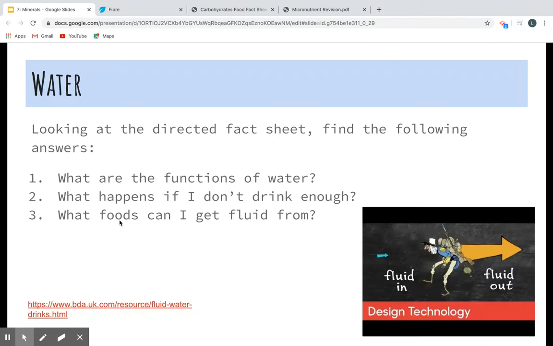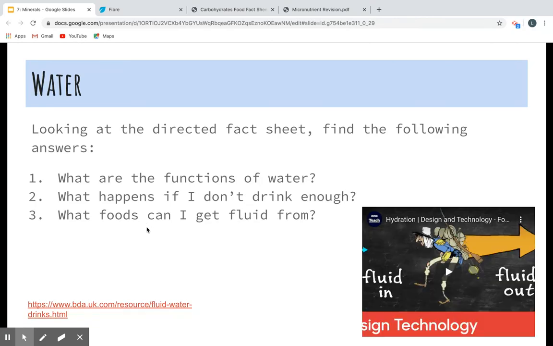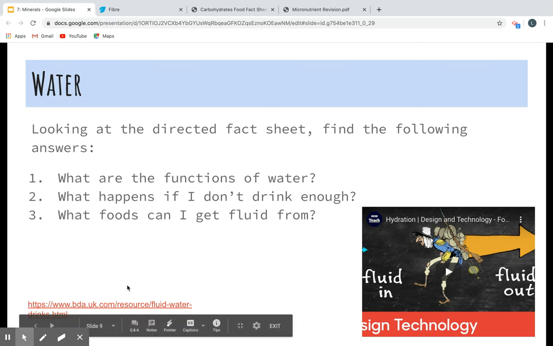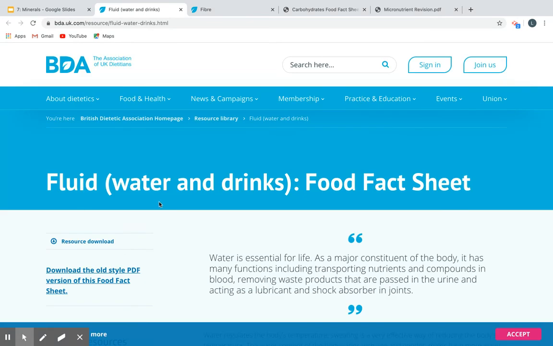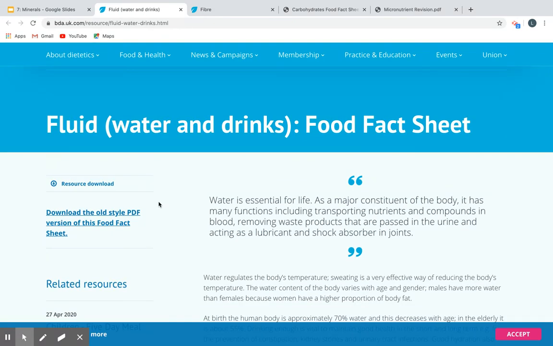Now, the last nutrient that we need to look at is water. So I've got 3 questions for you to answer. I want you to look at what are the functions of water, what happens if I don't drink enough, and what foods can I get fluid from. Again, the British Dietetic Association have done a fact sheet. And again, if you have a little look, the fact sheet's called Fluid. You should be able to find some good answers.